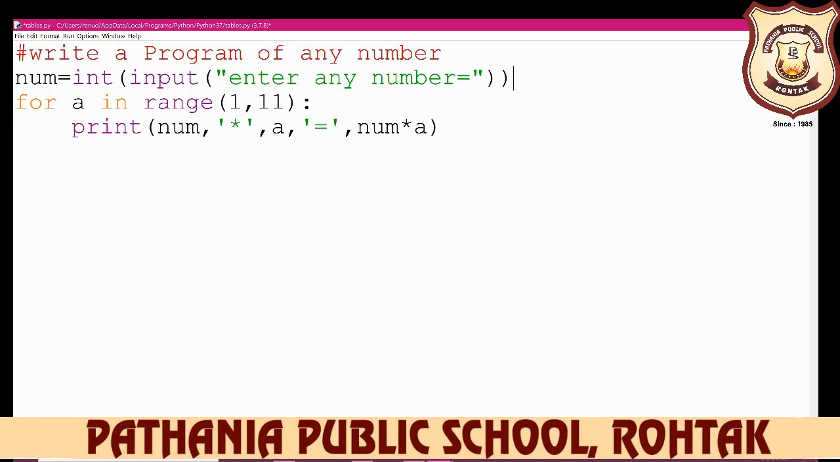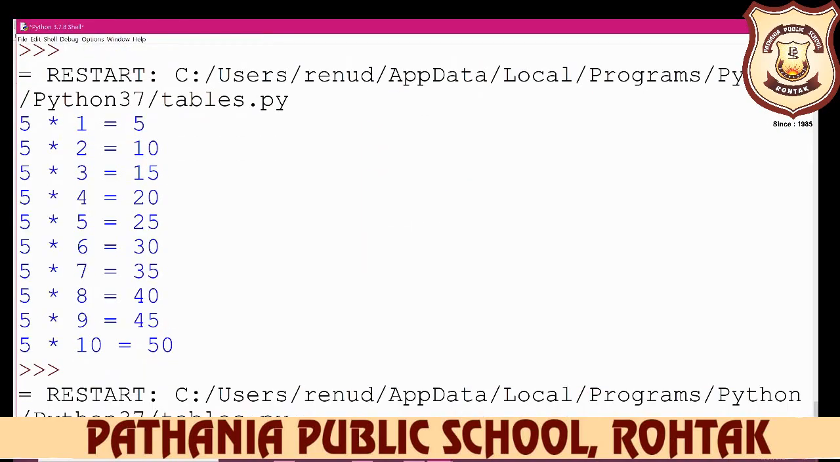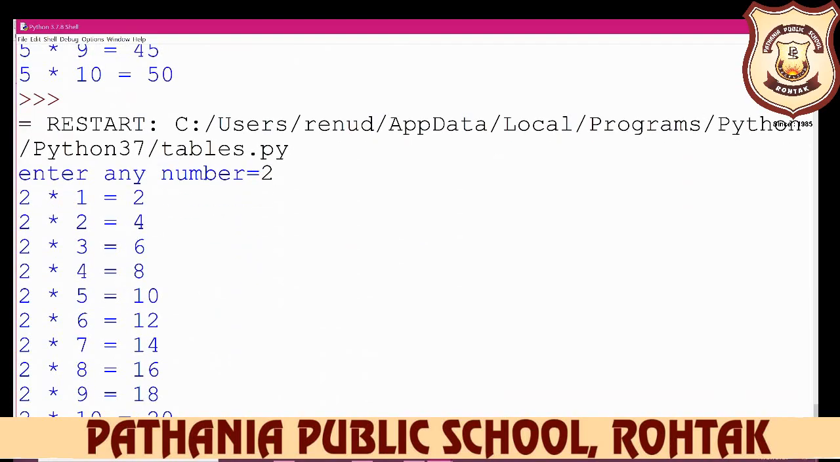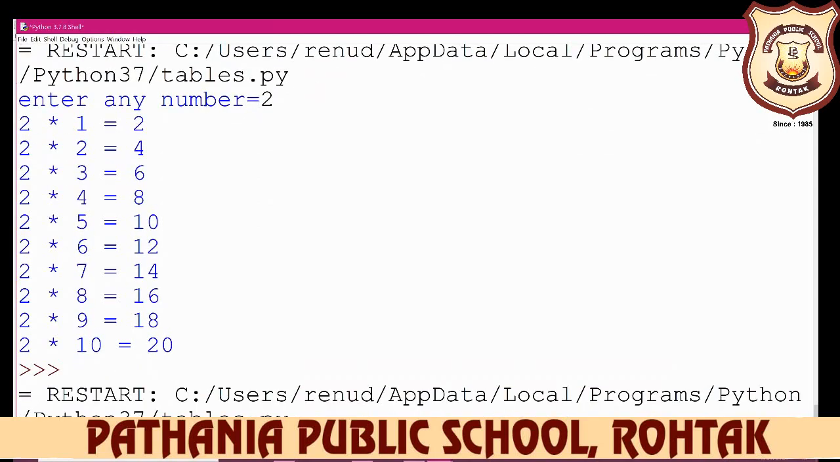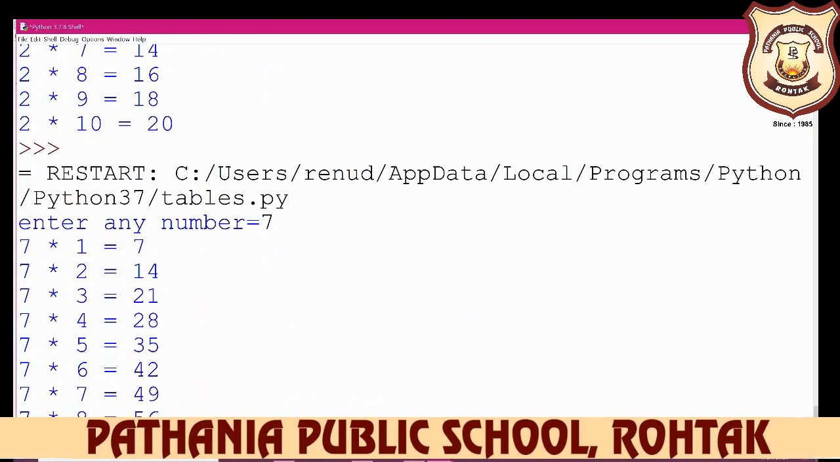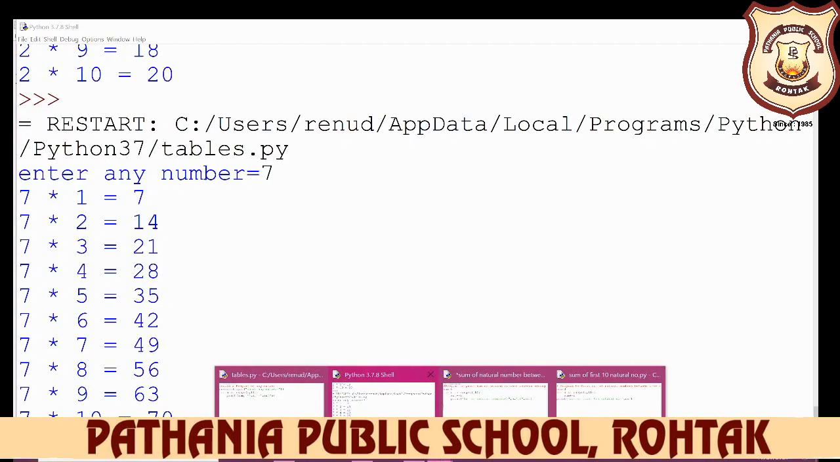Now if you want to write the table of 2, then run this program first. Okay, and now it wants you to enter any number. So for example, we want the table of 2, so you input 2 and press enter. You see the table of 2 is displayed on your screen. But if you want to display the table of 7, then what do we do? Again run this program with the help of F5. Now you press 7 on your keyboard, and then press enter. The table of 7 will be displayed here. Okay, so this is the simple program.